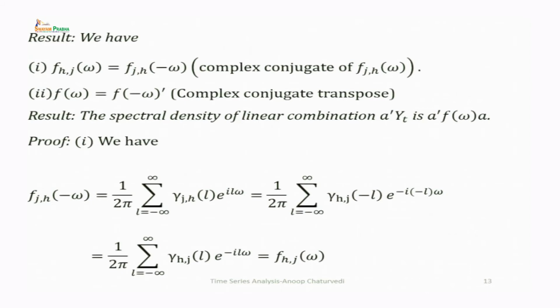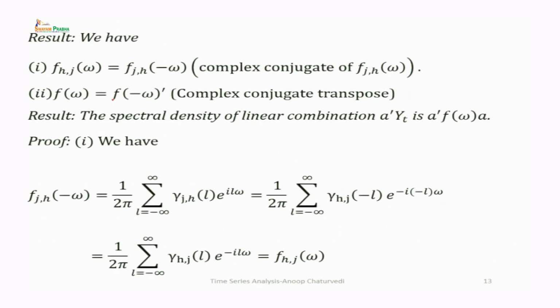To prove the second result, actually f_hj(omega) is the hjth element of f(omega), and f_jh(minus omega) is the jhth element of f(minus omega).